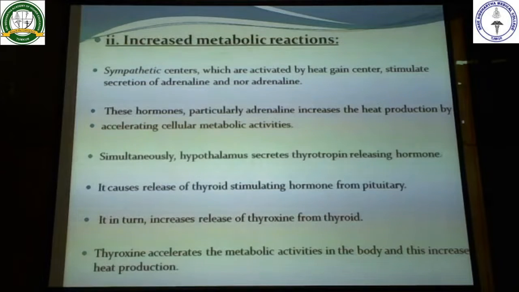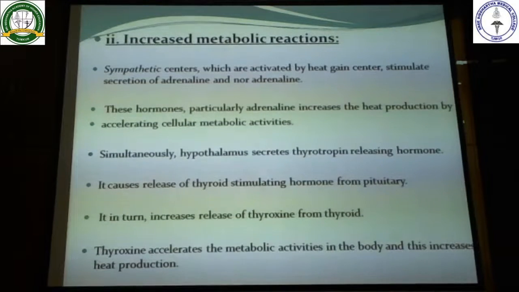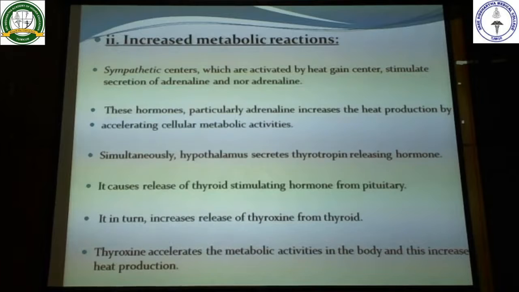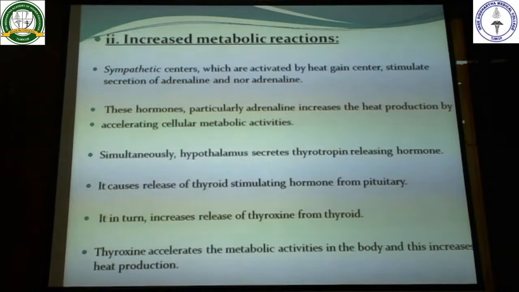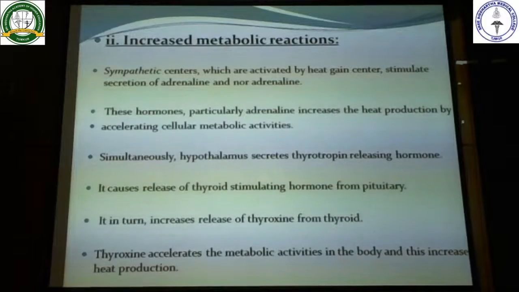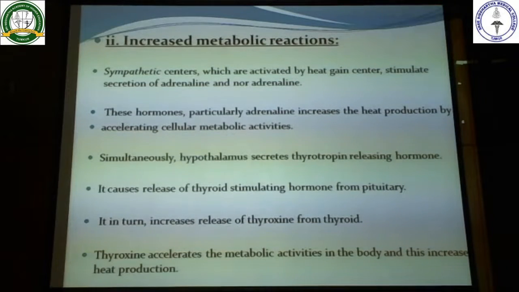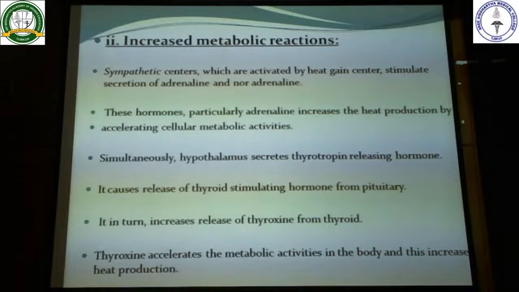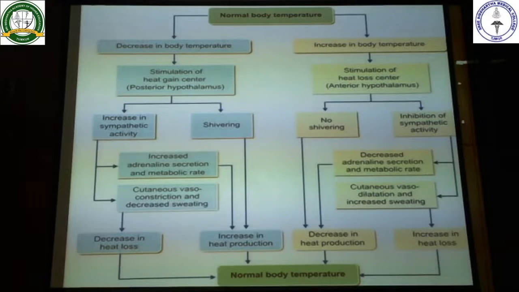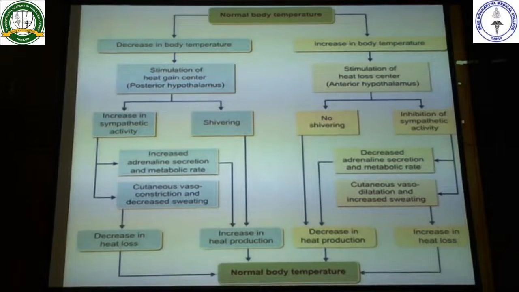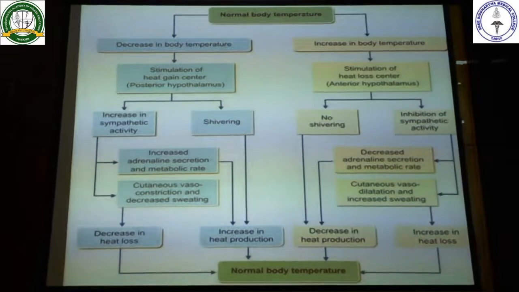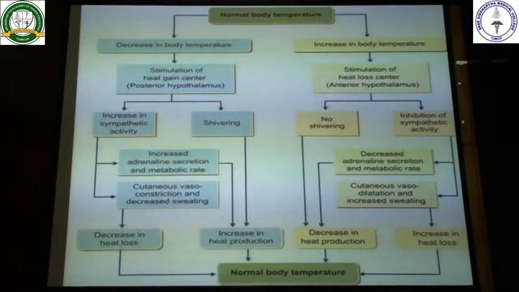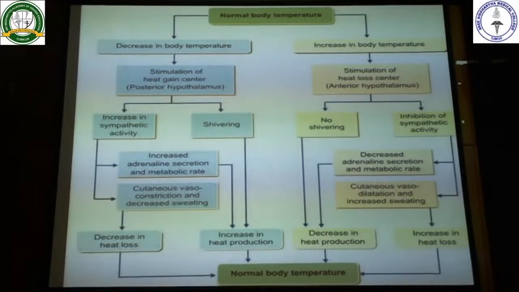So this is how the heat gain center functions. One is prevention of heat loss, and the second is increasing the heat production by increasing the metabolic reactions with the help of hormones, that is adrenaline and the thyroid hormones. This flow chart, if you see, gives an explanation of both what happens when there is an increase in the body temperature and when there is a decrease in the body temperature.